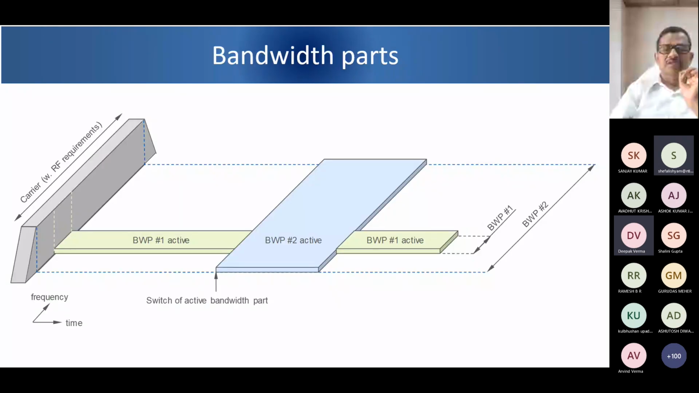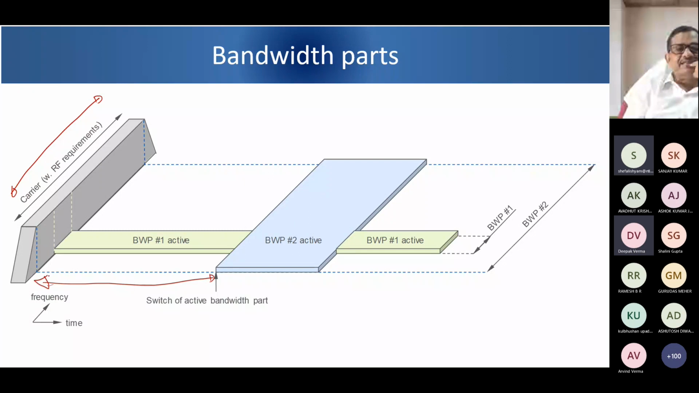Now, how are bandwidth parts used? Just see this picture, a very famous picture. If you Google, you'll get this picture everywhere. So this is the frequency domain. These are RBs or subcarriers, and this is time.